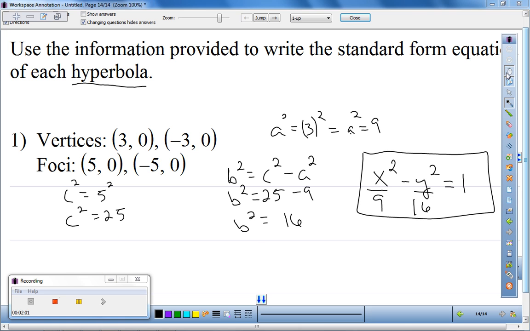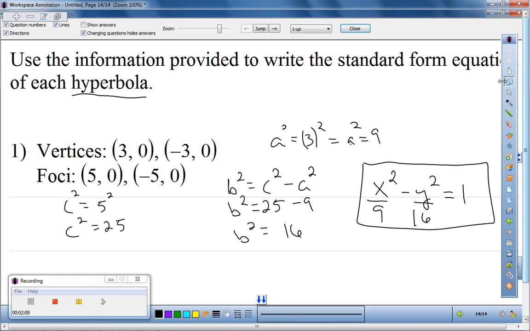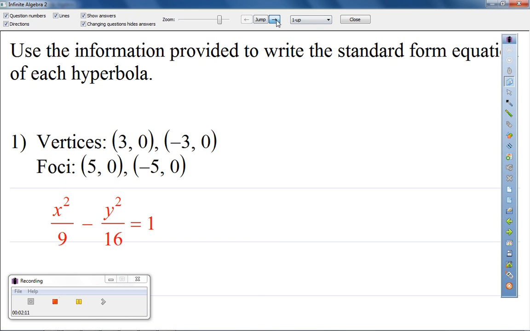Now, let's go ahead and check our answer, and then we'll go on to the next one. Okay, so we end up with 9, which is what we had. And if we double check over here, yeah, that's what we had. Alright, now we'll show you another example.